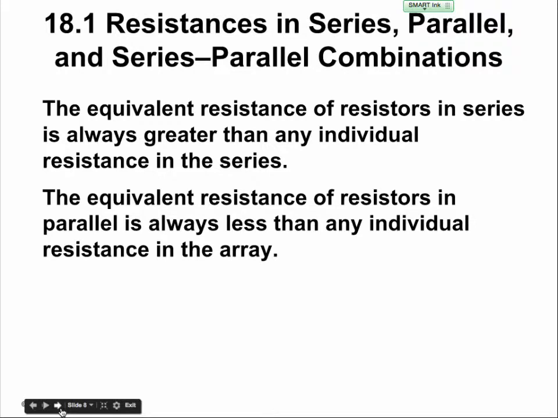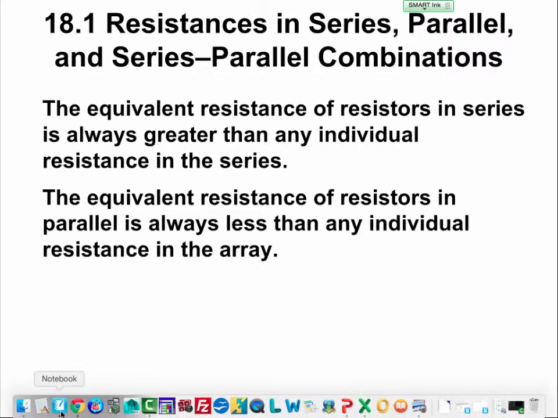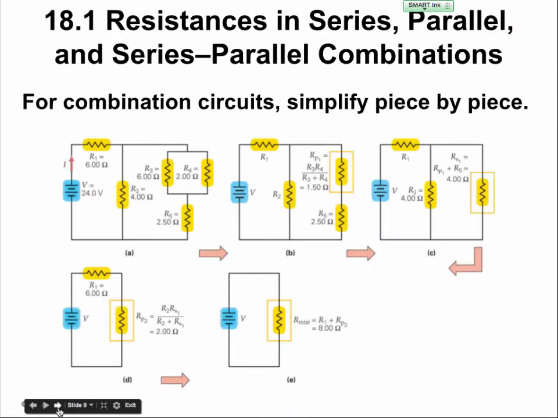So that's important. The equivalent resistance of resistors in series is always greater than any individual resistance in the series. And again, the equivalent resistance of resistors in parallel is always less than any individual resistance in the array because of those mathematical relationships.